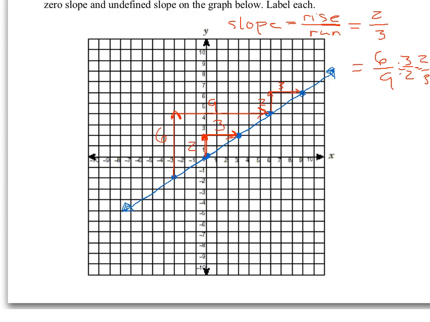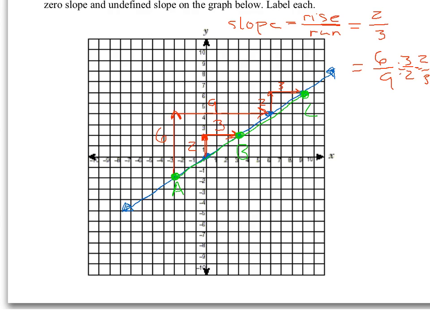They love to ask this question on the CST. They will give you 3 points just like this. They'll be like, all right, this is A, this is B, and this is C. And they'll say, what is the relationship between the slope between A and B and B and C? No matter where you are on the line, the slope is always the same. So the slope from A to B is the same as the slope from B to C.